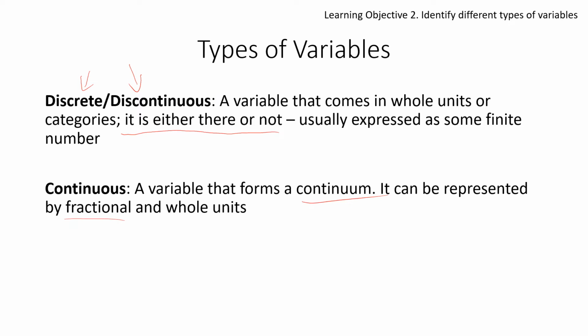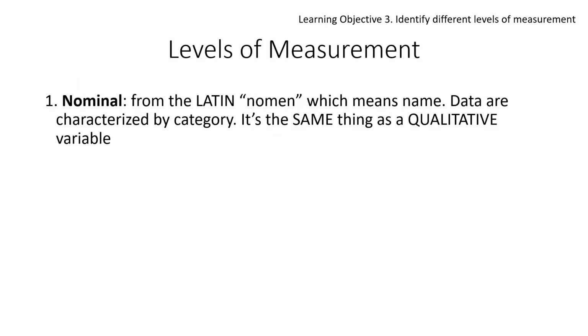Let's switch now to levels of measurement. This gets us to learning objective 3, which is identify the different levels of measurement. The first level of measurement that we're going to look at is nominal. Nominal, Latin for nomen, which means name. Nominal is basically data that's in a category.